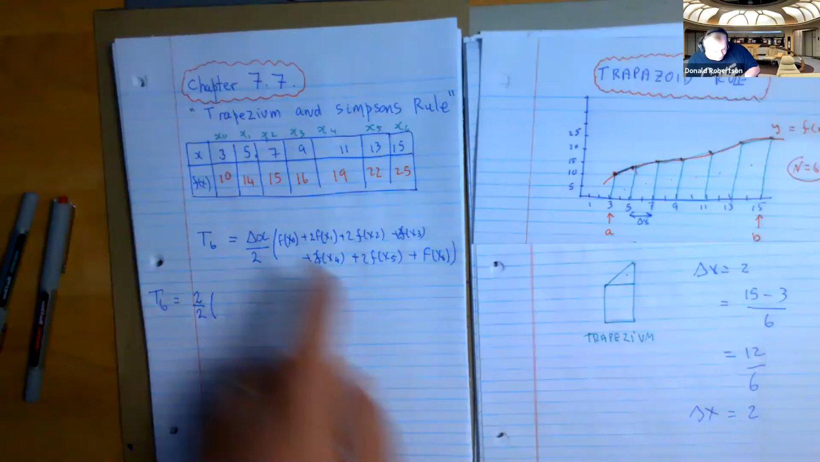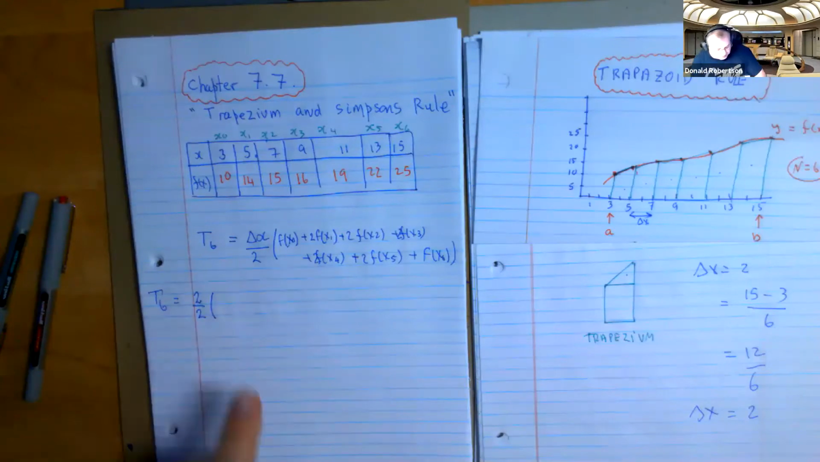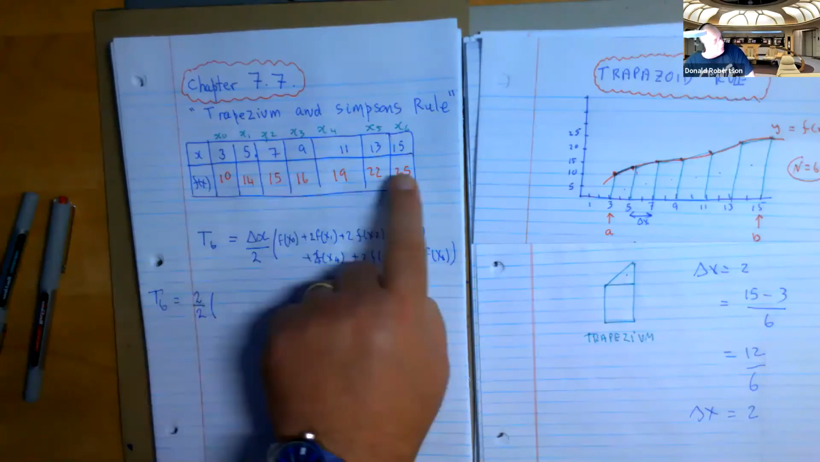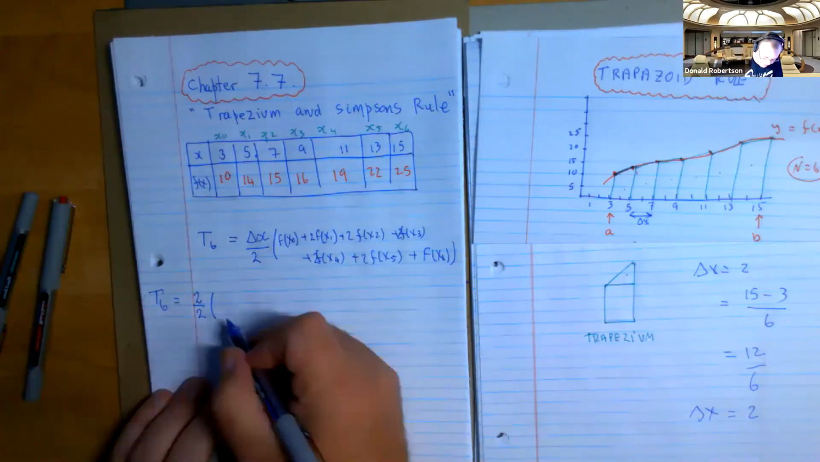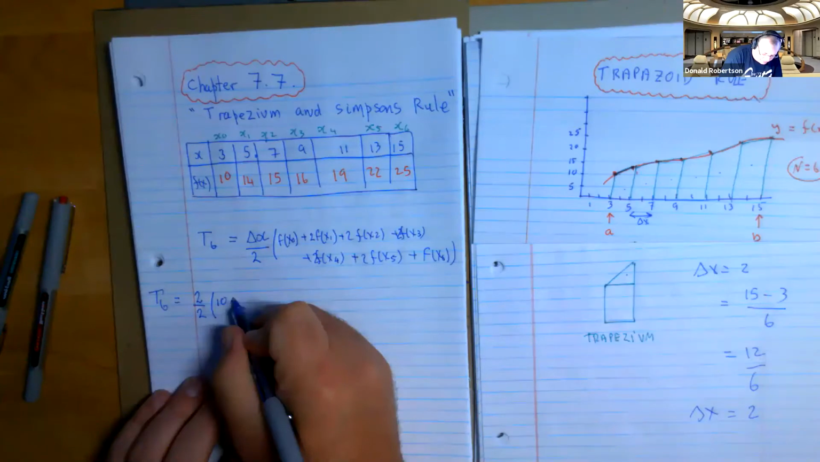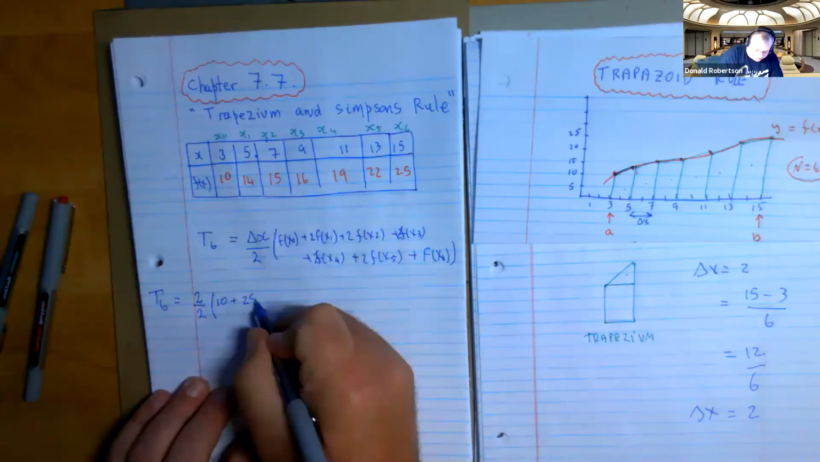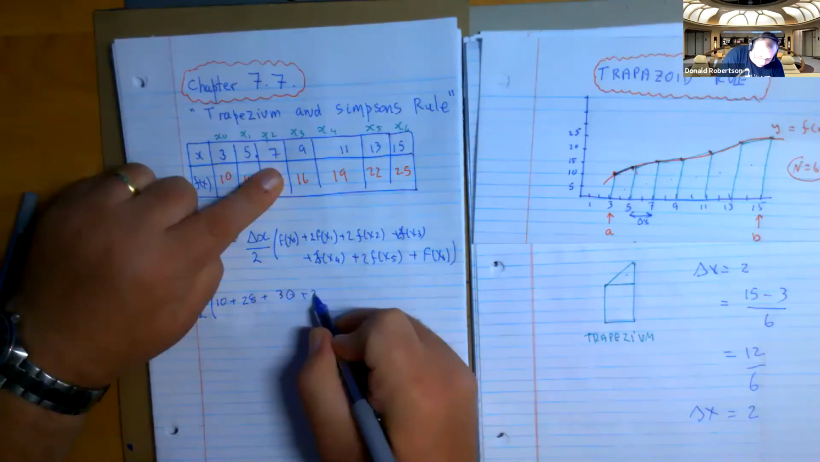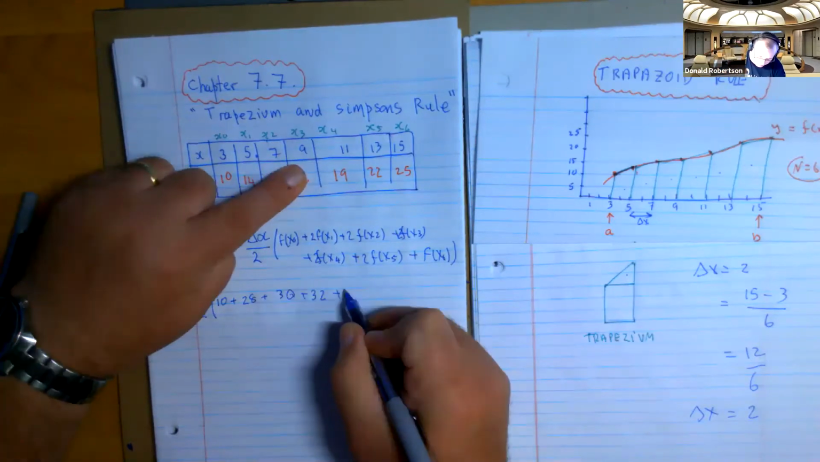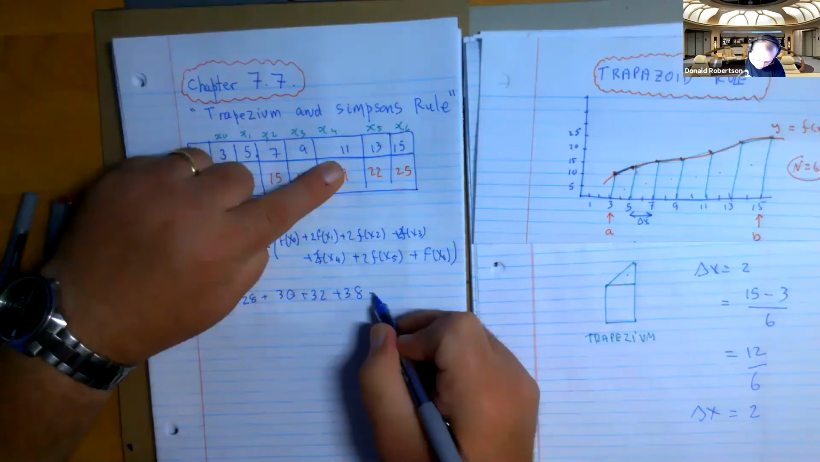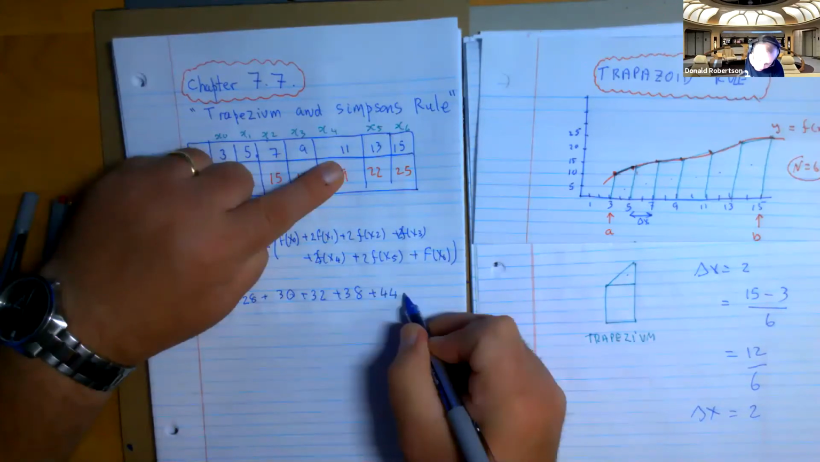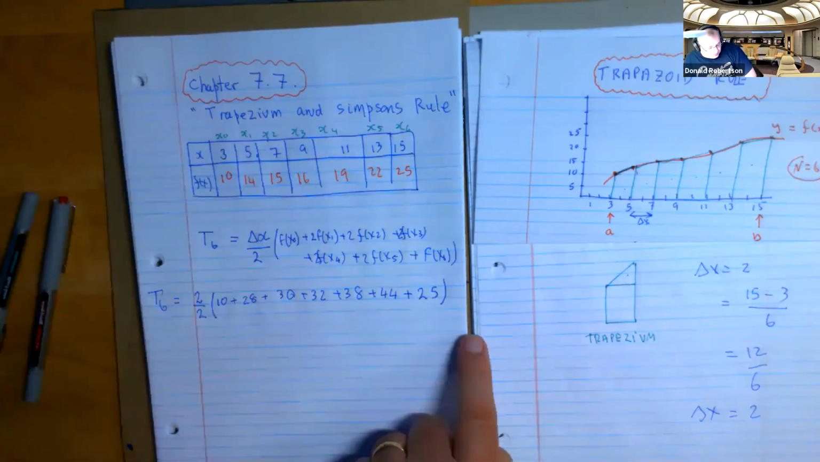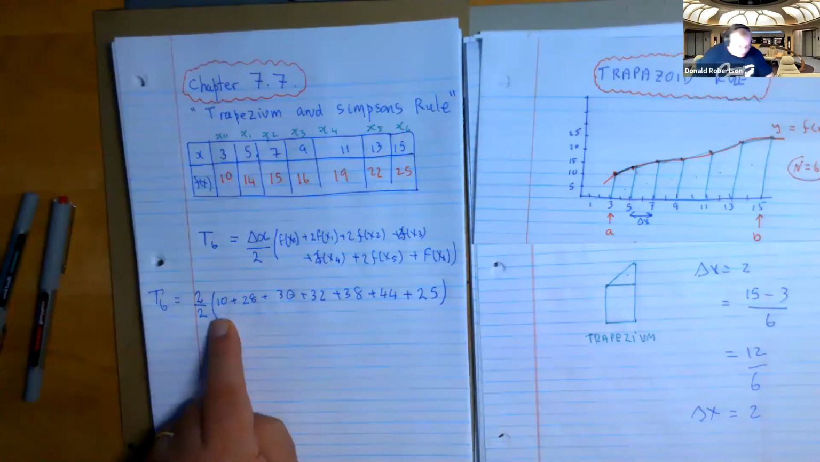And I should be able to do this in my head, fingers crossed. The rule is one of these, 2, 2, 2, 2, 2, and one of these. So see what that looks like. One of these is 10. Twice that guy's 28. Twice the next one is 30. Twice the next one's 32. Twice the next one is 38. Twice the next one is 44. And remember, only one of the first and only one of the last. So that's the guy that we're going to be doing.